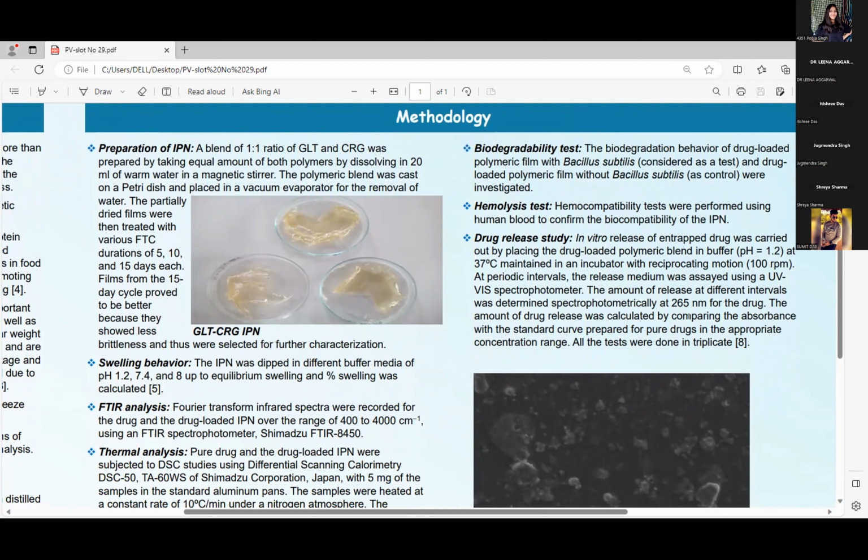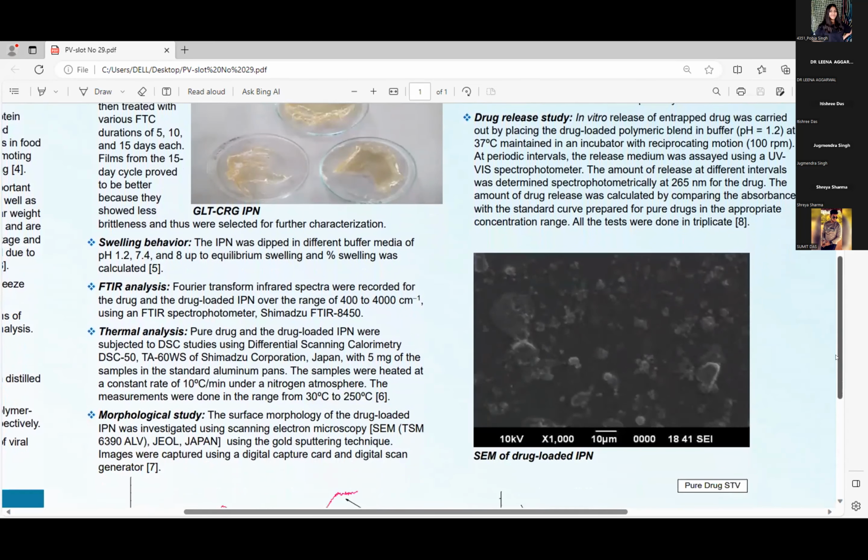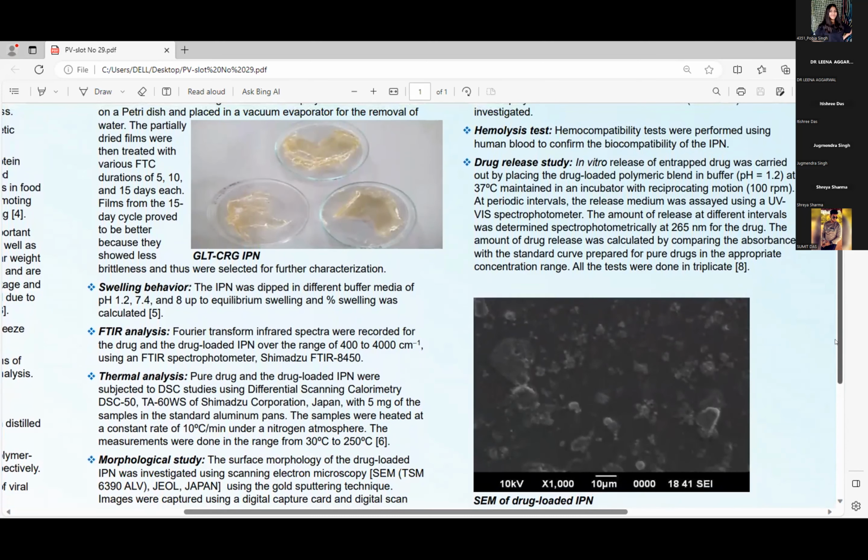Then I have taken the supernatant, and collected the sample after a certain time interval and gone for measurement of its absorbance at 265 nanometers. Then I found that the percentage of drug release at the end of 8 hours is 85.59%, and the total drug release process follows non-Fickian diffusion along with zero order kinetics.